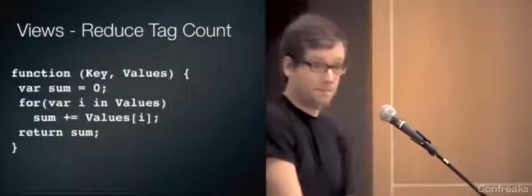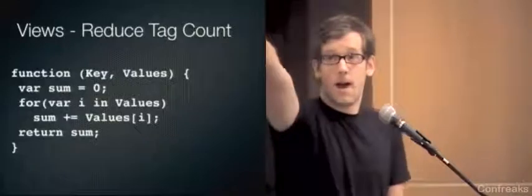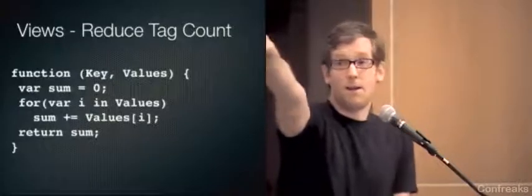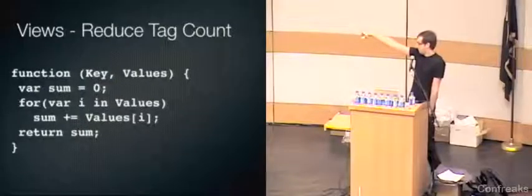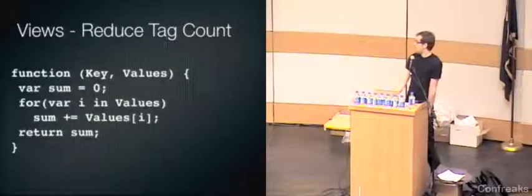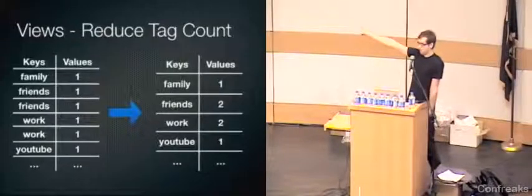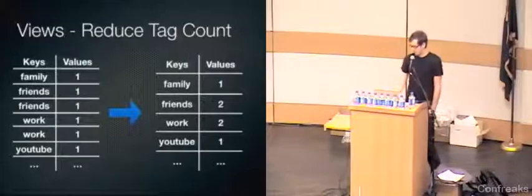Now, the reduce function gets each key and an array of all the values, just like I just explained. It loops over the values and sums them up, returns the sum for that key, and we get the right list here.